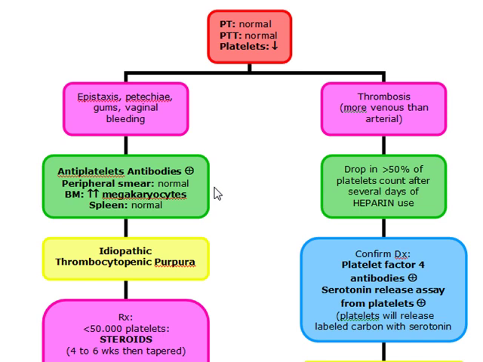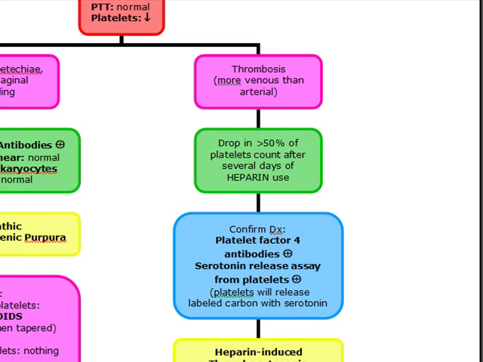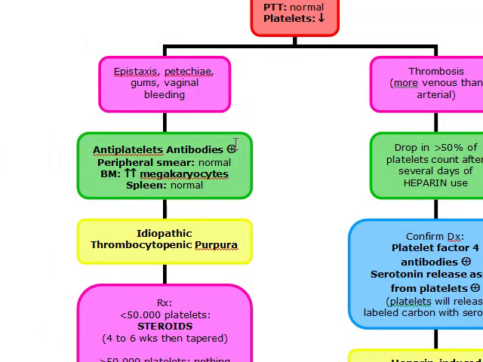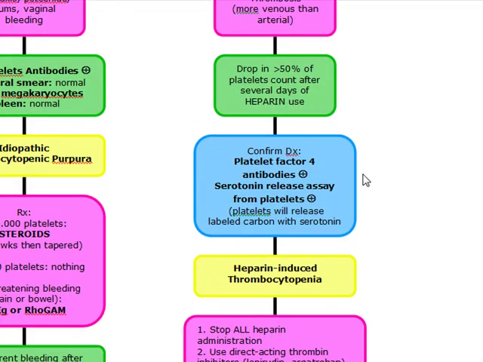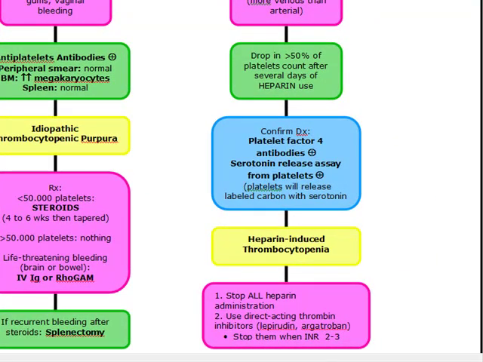And basically, if the bone marrow is filled with megakaryocytes, that means that there's a problem with platelet destruction and not a problem with platelet production. And the destruction is due to antiplatelet antibodies. So we've made our diagnosis of ITP, and basically, if our patient has a platelet count that's less than 50,000, our treatment is going to be steroids. And basically, prednisone is the steroid that we're going to use. And if the patient has a platelet count over 50,000, you're going to do nothing to this patient.